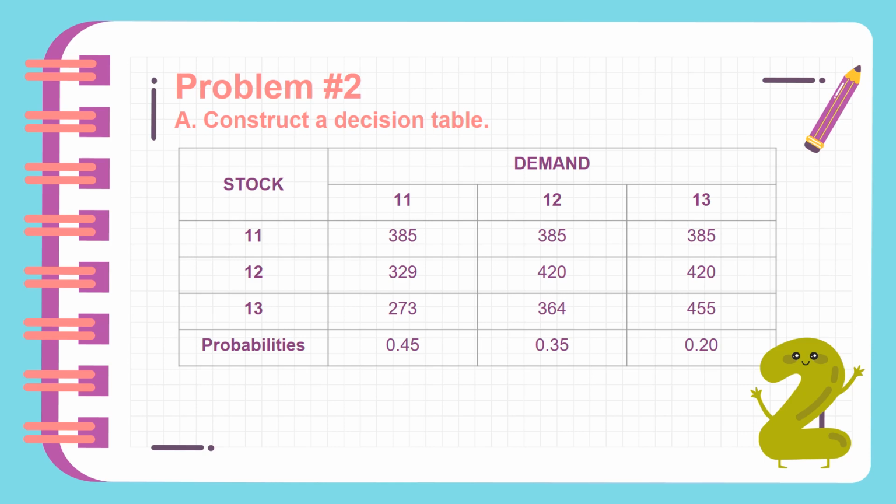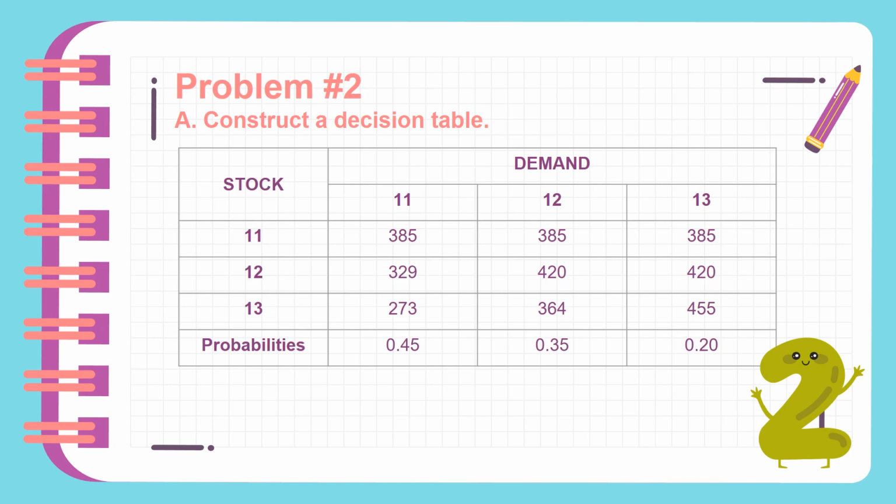So for the 385 less the 56 multiplied by 2, that is 112. Less 112, we get the amount of 273. And then for the demand of 12 under stock 11, same as previous, we have already sold the 11 stock.